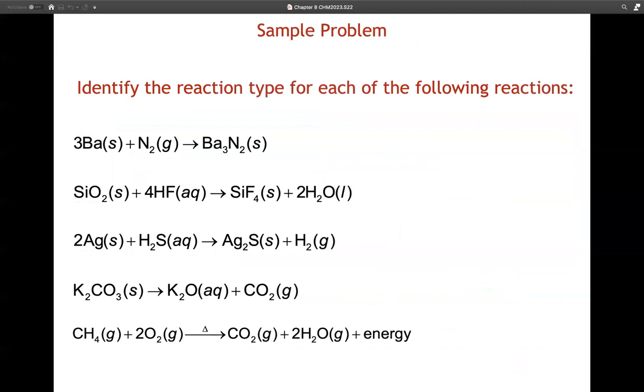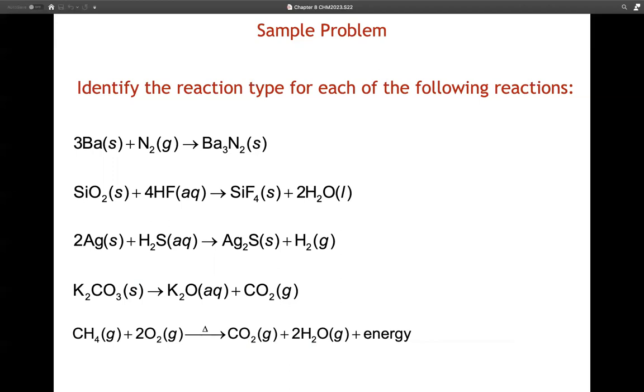All right, so now let's take a look at a few examples and decide if each of the following reactions is a combination, decomposition, single replacement, double replacement, or combustion. All right, so pause the video and think about it and then replay. Okay, so let's take a look at the first example.